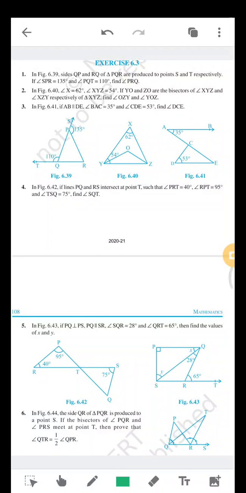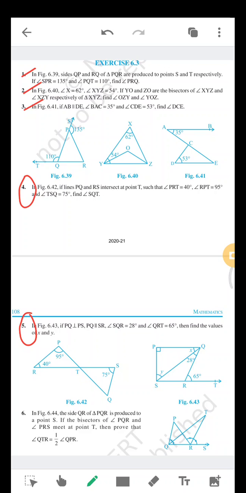In the last session we have learned question number 1, 2 and 3 of exercise 6.3. These were the figures for those questions. Hope you all remember and we have completed it. Now in today's session we are going to see the next questions of exercise 6.3, that is question number 4 and 5. So let's continue with question number 4.